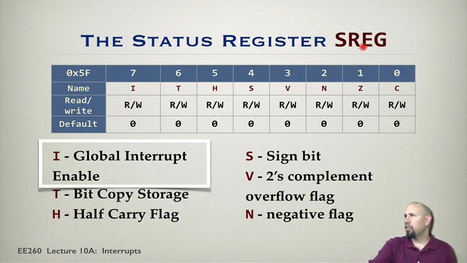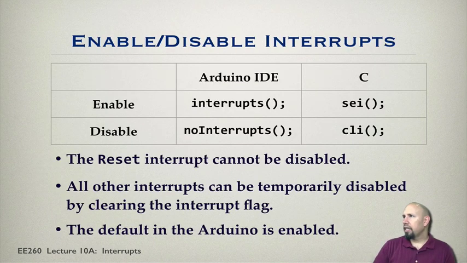In our status register, we have a number of different bits: half carry, sign bit, overflow flag, all this kind of stuff. The I bit is the global interrupt enable bit. That's what's actually set when we do SEI, and that's what's cleared when we do CLI. So here are the enable or disable interrupts. In the Arduino IDE, we have the commands interrupts or noInterrupts. In C, we have the commands SEI and CLI to enable and disable interrupts.